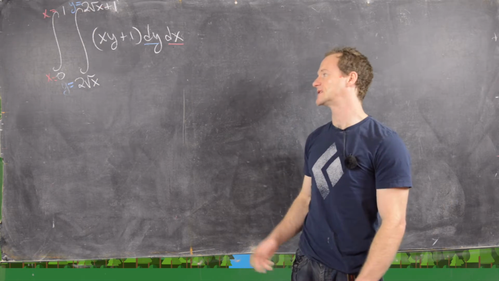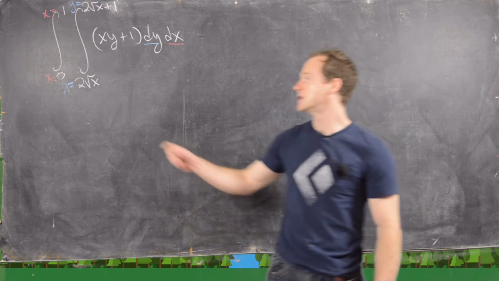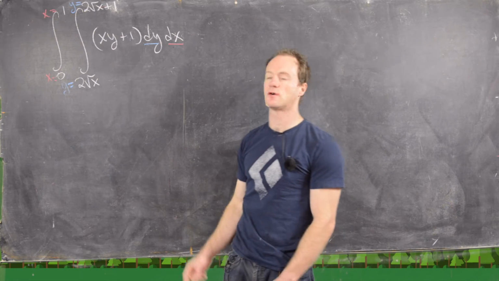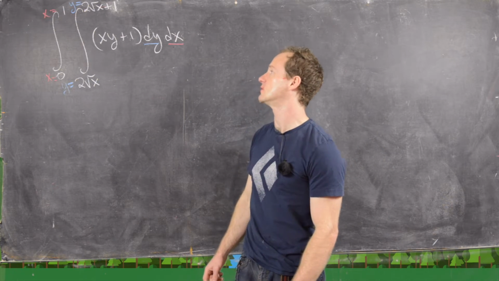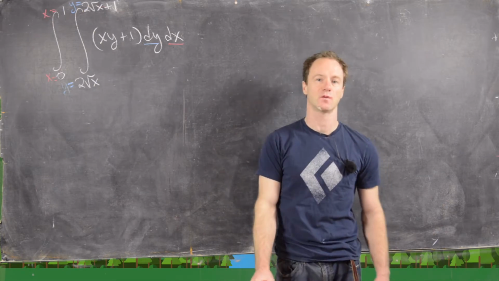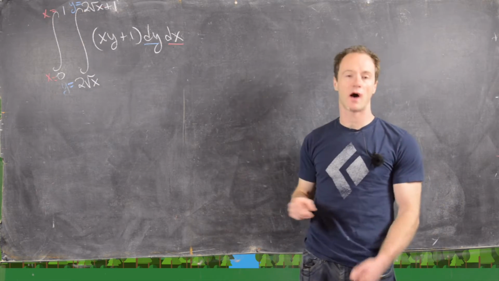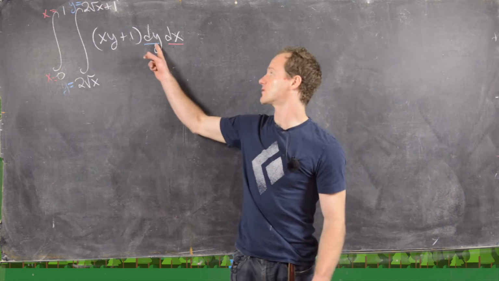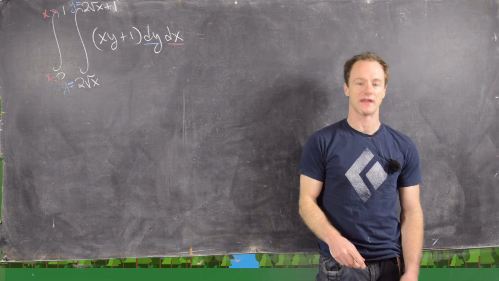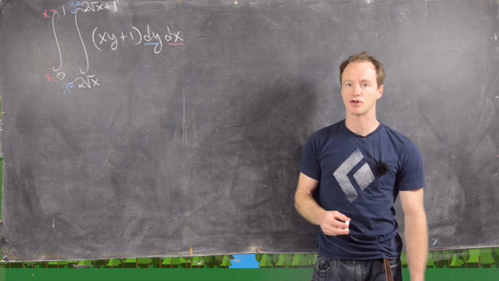Okay, so for our next example, we're going to look at this double integral. It's the integral from x equals 0 to 1, and then the integral from y equals 2 root x to y equals 2 root x plus 1 of the function xy plus 1 dy dx. So the y integral is happening first, on the inside, and the x integral is happening second, on the outside. So we want to change the order here.